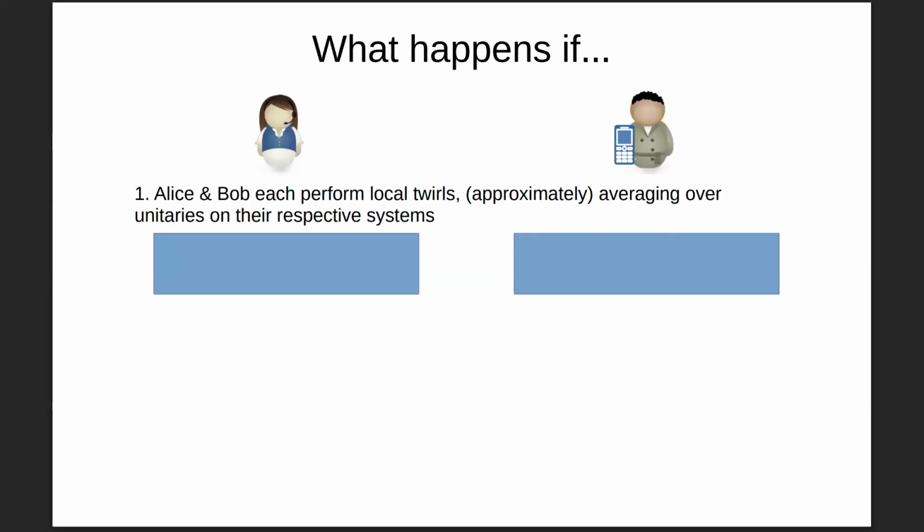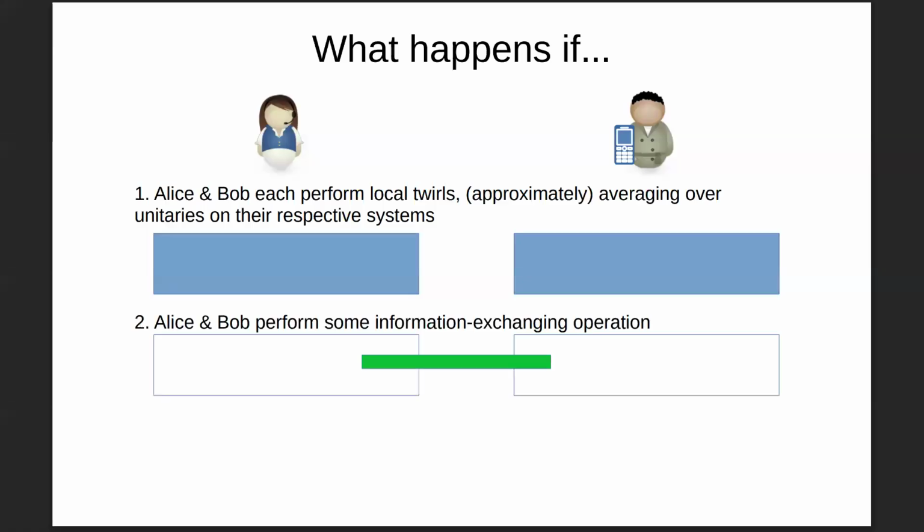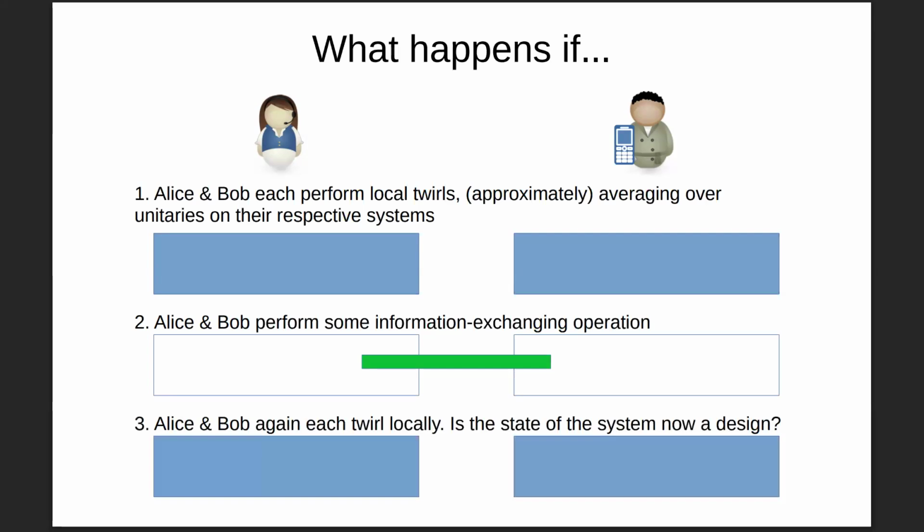So we started studying this protocol in which they each respectively perform local twirls. Remember, these are unitary averages. Maybe they do uniform ideal local twirls. Then they do some kind of information exchange, maybe a joint twirl, or maybe they swap some qubits. Turns out it doesn't matter that much which one they do. And then they do another round of local twirls. And you could ask, is the entire system now a design?